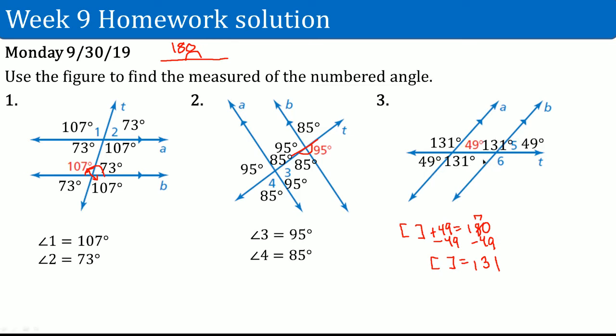49, 31, 49, 31. Why? Because these angles right here have to match with these angles right here because these two lines are parallel. They have corresponding angles, okay? Because due to the translation. Right?